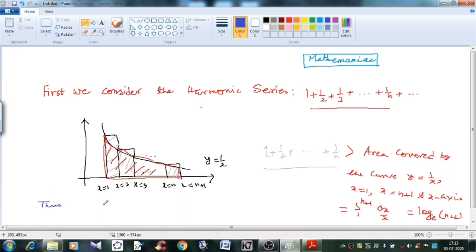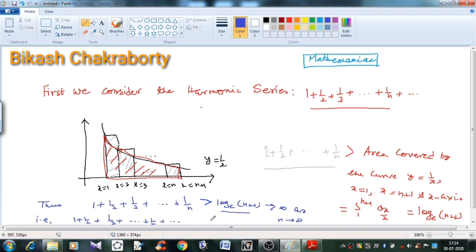Thus, we have seen that the sum 1 plus half plus 1 third plus up to 1 by n is strictly greater than log of n plus 1, right? Now, this quantity goes to plus infinity as n goes to infinity, right? That means the sum 1 plus half plus 1 third plus dot dot dot plus 1 by n plus dot dot dot is nothing but plus infinity, right? So here we establish that the sum of those numbers, that is the harmonic series, is divergent. Okay, thank you.